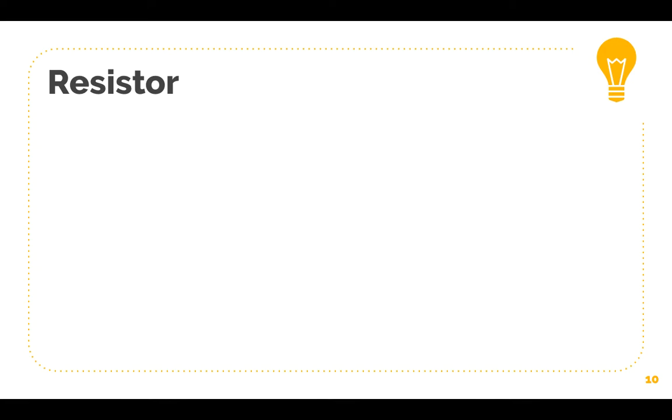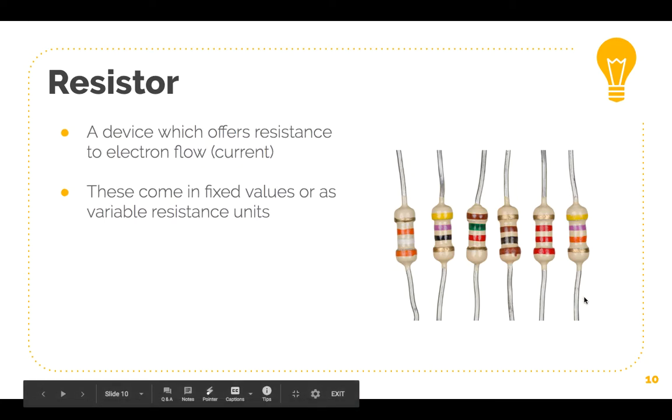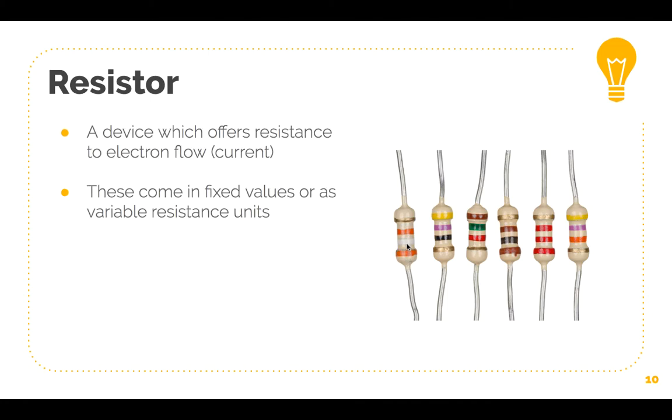Moving on to resistors. So a resistor is a device which offers resistance to electron flow. Pretty self-explanatory. These come in fixed values or as variable resistance units. In this picture here, we have 6 different resistors. They all have different values. You'll notice that there are bands of different colors on the resistors. There's actually a color code that you can use to determine the value of a resistor, which we'll get into next week. But just know that a resistor resists electron flow, and they come in many different values.